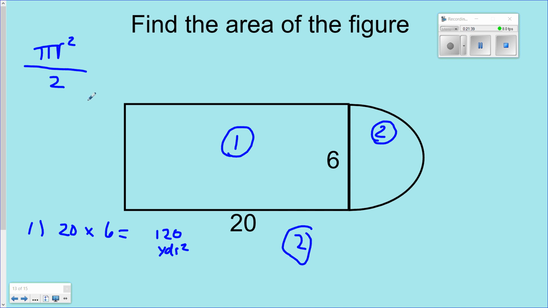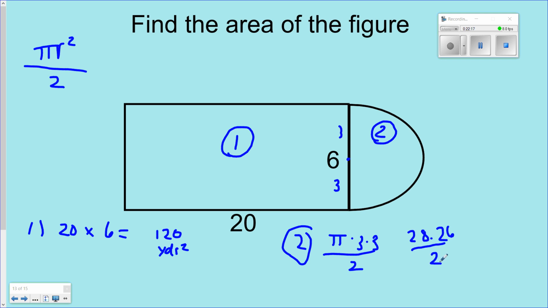For the semicircle, we need pi, and we're going to use 3.14, times the radius. What would the radius be here? If the diameter is 6, the radius is 3. So times 3 times 3, because it's radius squared. Remember, it's radius times radius. So let's do that first. Pi times 3 times 3. That is 3.14 times 3 times 3, which is 28.26. And we have to divide that by 2.